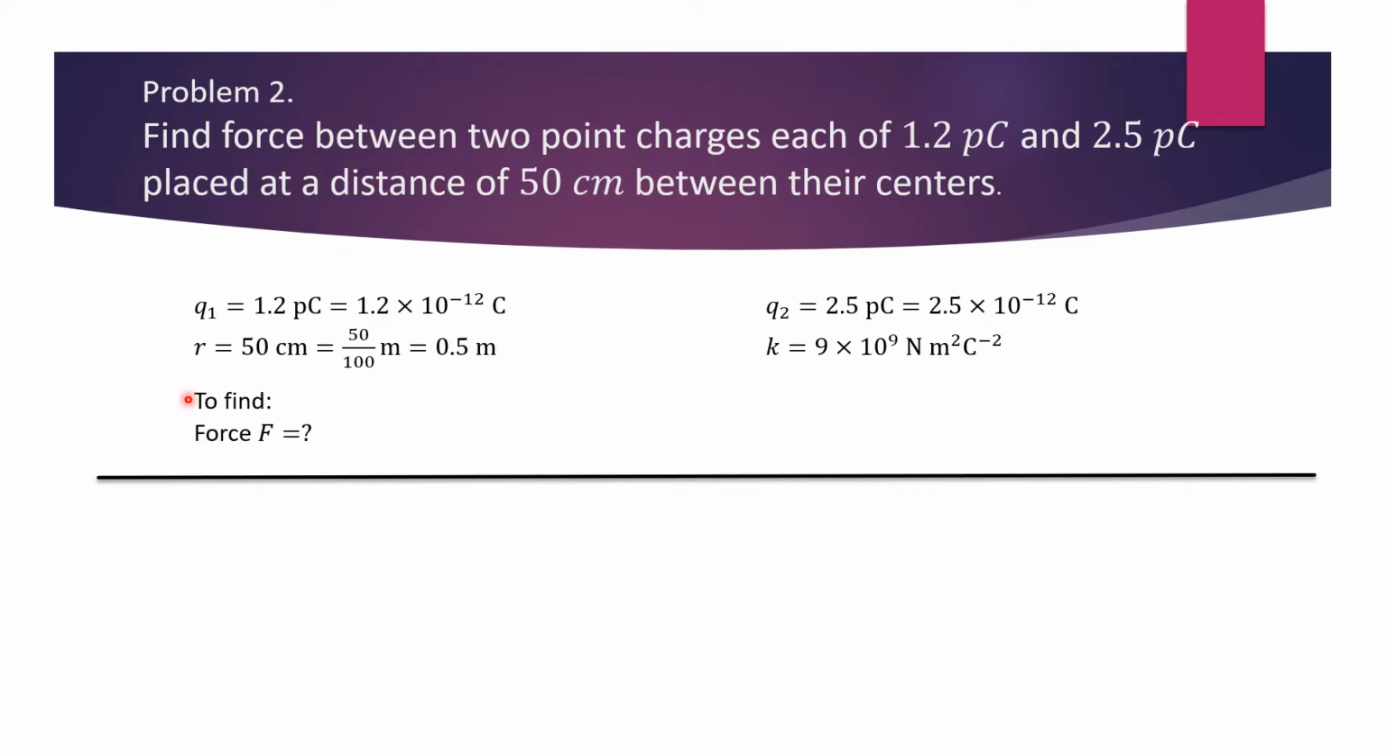Distance R is given as 50 cm. Converting it into meters, 50 divided by 100 meters, this is equal to 0.5 meters. And the Coulomb's constant K is equal to 9 into 10 power 9 Newton meter square per coulomb square. You need to find the force F.